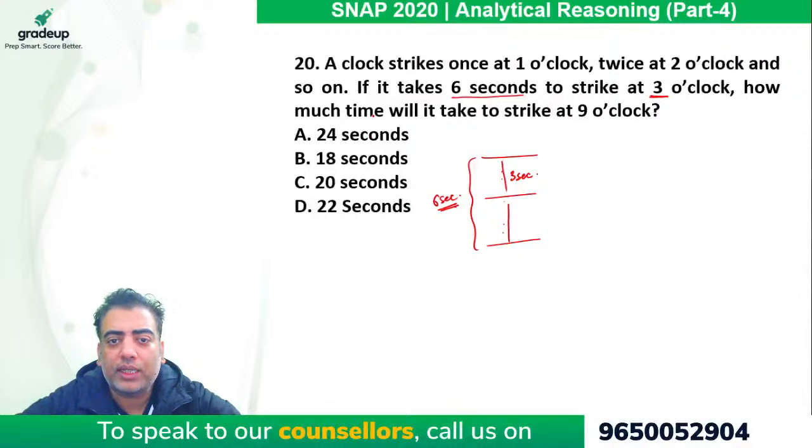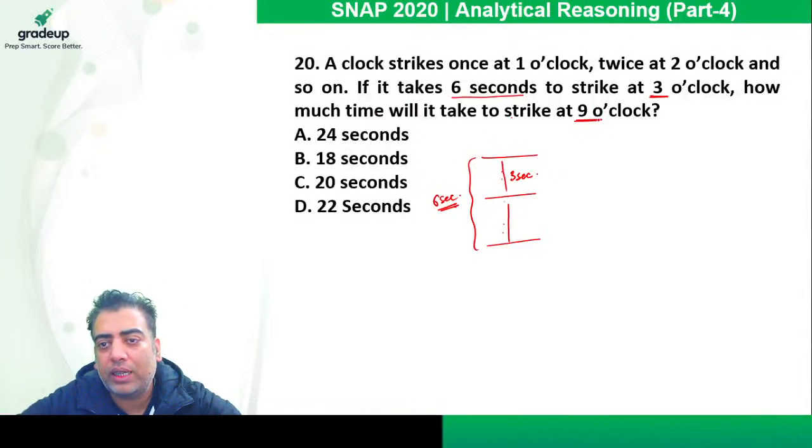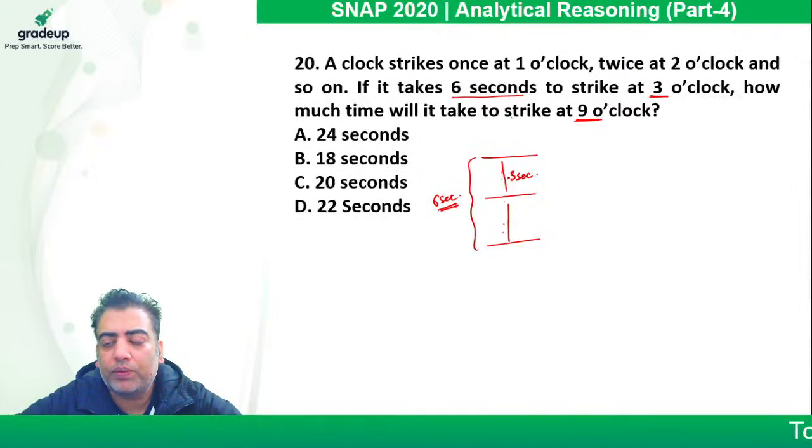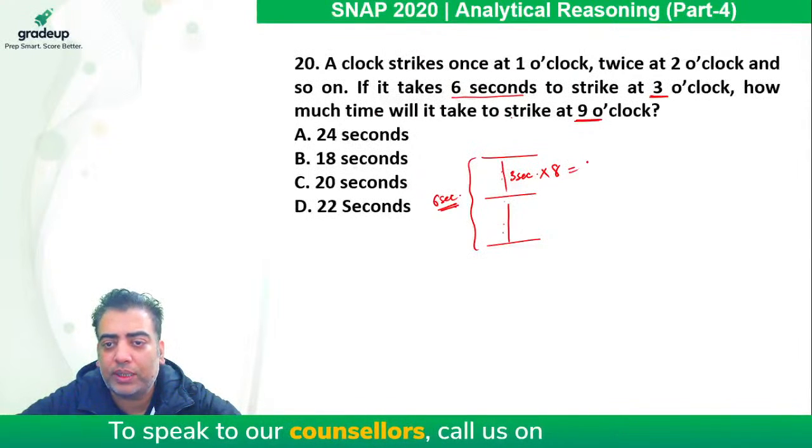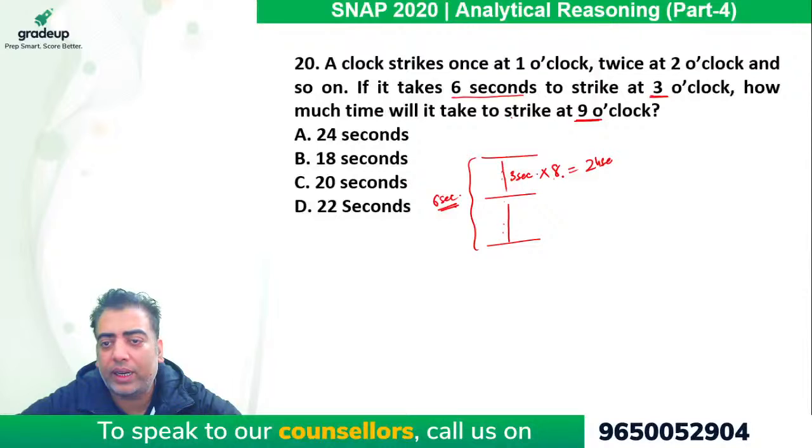Now the question says, how much time will it take to strike 9 o'clock? When there are 9 strikes, the number of intervals is always 1 less than the total. Right, so 9 minus 1, 8 intervals will be there, in a total of 24 seconds. So the correct answer comes out to be option A.